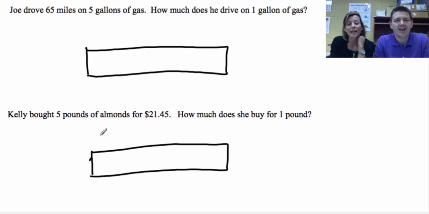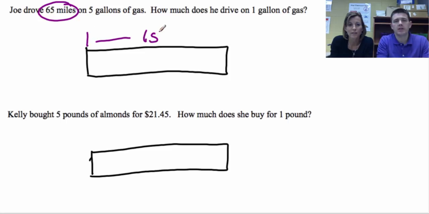Okay. All right, so let's try the first one. Joe drove 65 miles on 5 gallons of gas. We want to know how much does he drive on 1 gallon. So we want to break it up by the gallon, which means the miles is our total. That's the whole amount. 65 miles. 5 sections, 1 gallon, 1 gallon, 1 gallon.